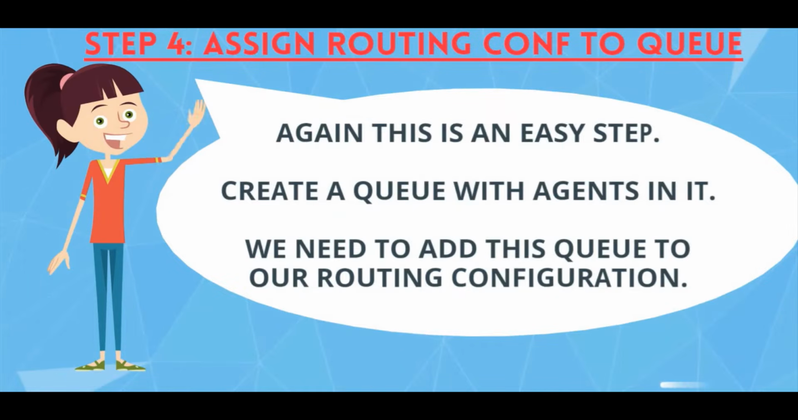Okay. So step 4, assign routing configuration to a queue. Again, this is an easy step. We need to create a queue first. This queue will handle the cases that are coming from OmniChannel. So we need to provide the agents for this queue. Agents in the sense users. People who already know how to create a queue and then assign users to that particular queue, this is a very similar step. And people who don't know, I will explain, no worries.